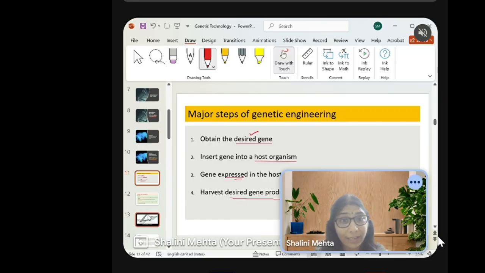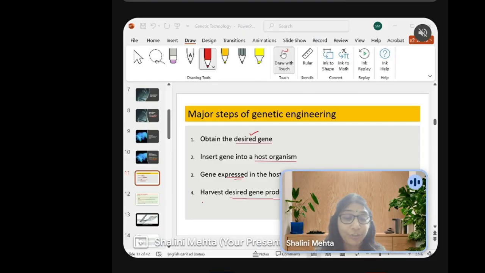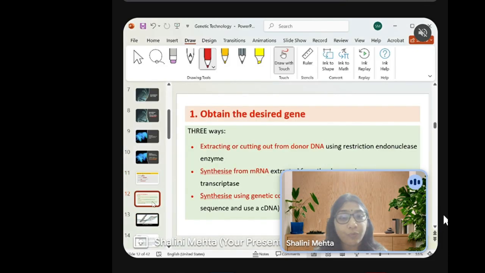Now, once I have obtained the desired gene, how am I going to insert that gene, right? So for that, we need certain things. What are the different ways in which I'm going to obtain the desired gene? Let's see that. There are three different ways, remember. What are the three different ways? The first thing that I can do is extract or cut out the gene from the donor DNA, right? Fine. So the gene I'll identify in the genome of an organism, and then I'm going to take out or cut that particular DNA segment that codes for that particular polypeptide.